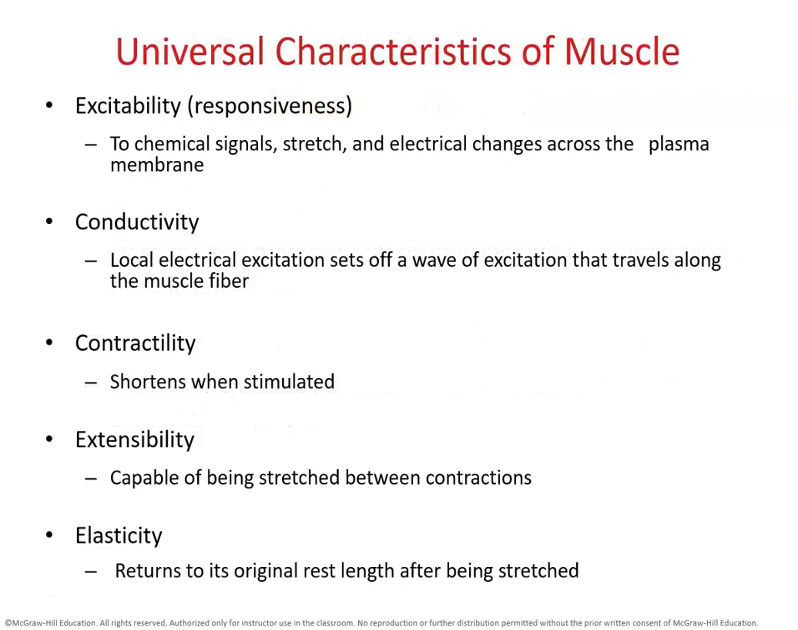So our three muscle types, skeletal, cardiac, and smooth, share some characteristics. First, they are responsive or excitable. They can respond to chemical signals and electrical changes across the plasma membrane. They are conductive. Okay, so when we have electrical excitation happening, that excitation can travel along the muscle fiber.